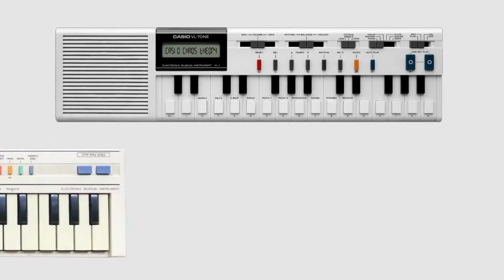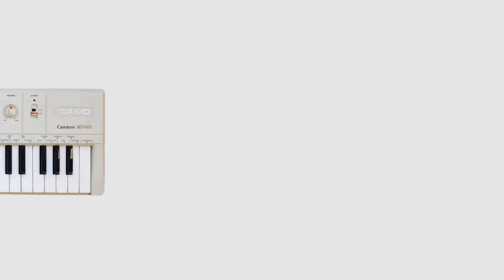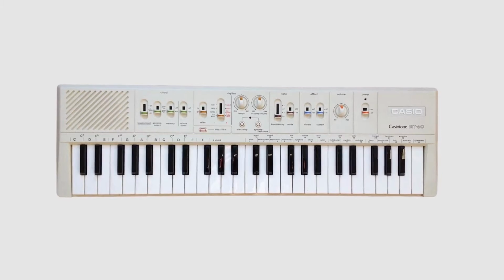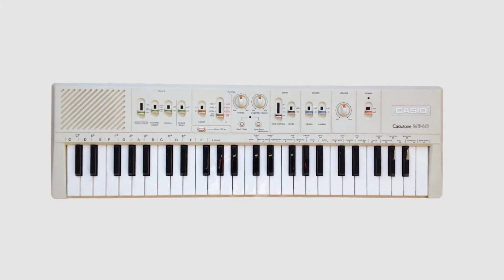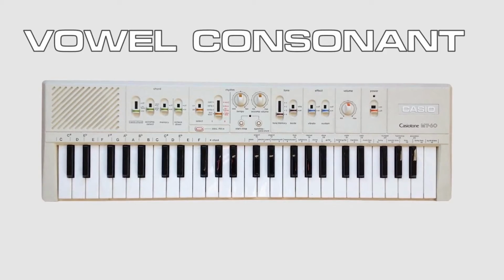Also note that I am not including any of the VL or PT models, because they used a sound generation based on mixed multipulse square waves, whereas the MT60 and most other polyphonic early Casio models used a sound generation known as vowel consonant synthesis.